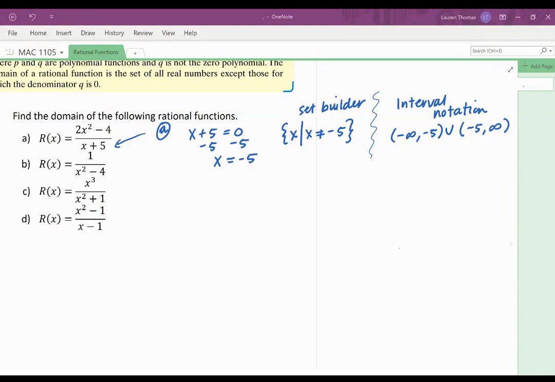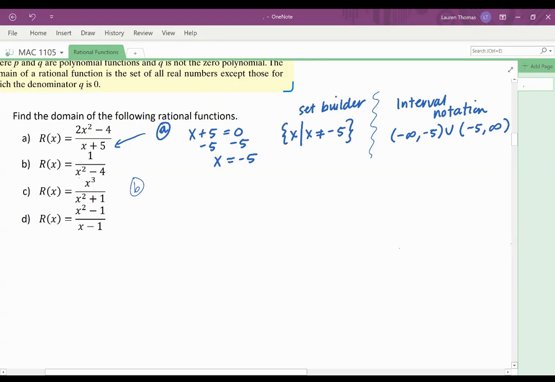All right, let's continue on with our examples. So we've done A. Let's go ahead and do B. Remember, our whole goal is that we're finding the domain of our rational functions. So remember, you can plug in any x value you want as long as the denominator does not equal 0.